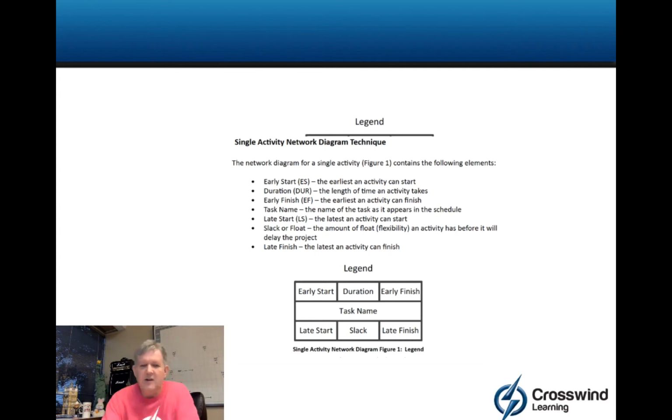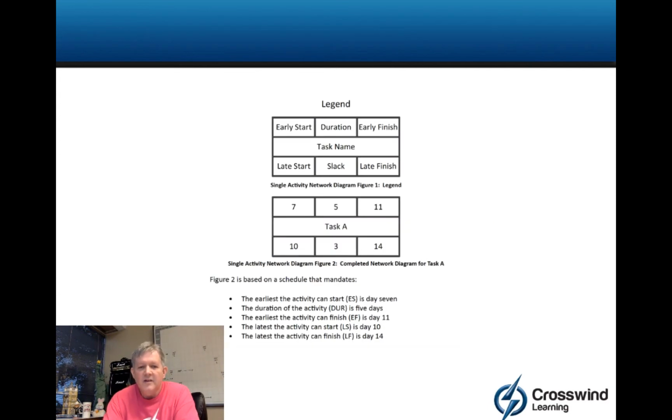Now that said, let's go to our next image here and walk through this. So if we look here, we're going to walk through how we get these numbers.